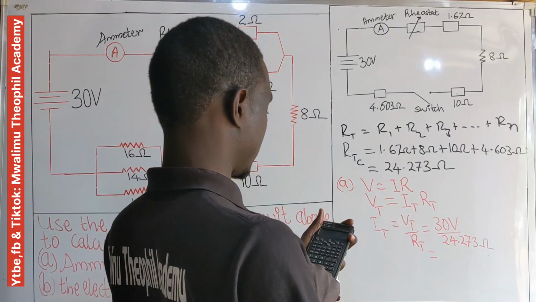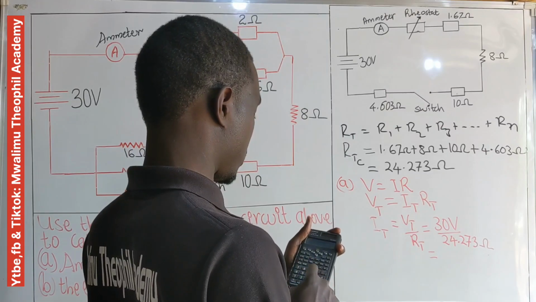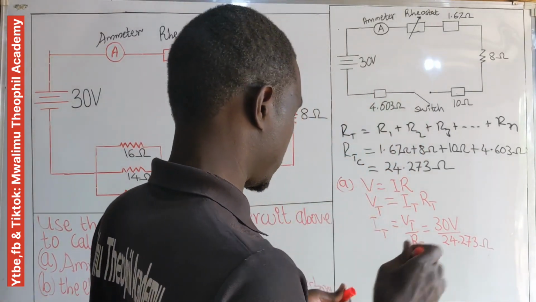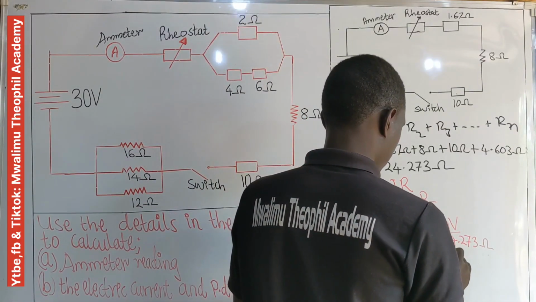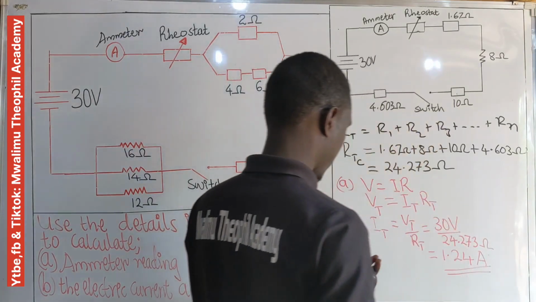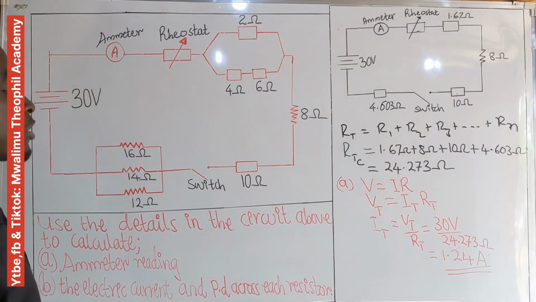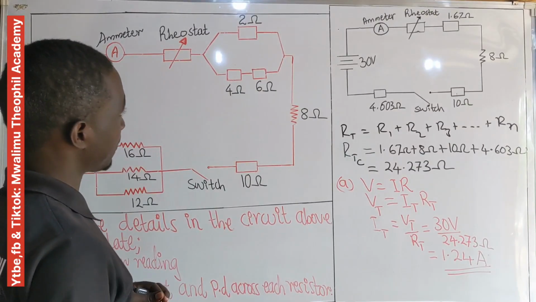Now, let's compute this. We have 30 divided by 24.273. We obtain 1.24 ampere. This is the ammeter reading, 1.24 ampere. So the ammeter will read a current of 1.24. After that, we are going to calculate the potential difference and current in each resistor.